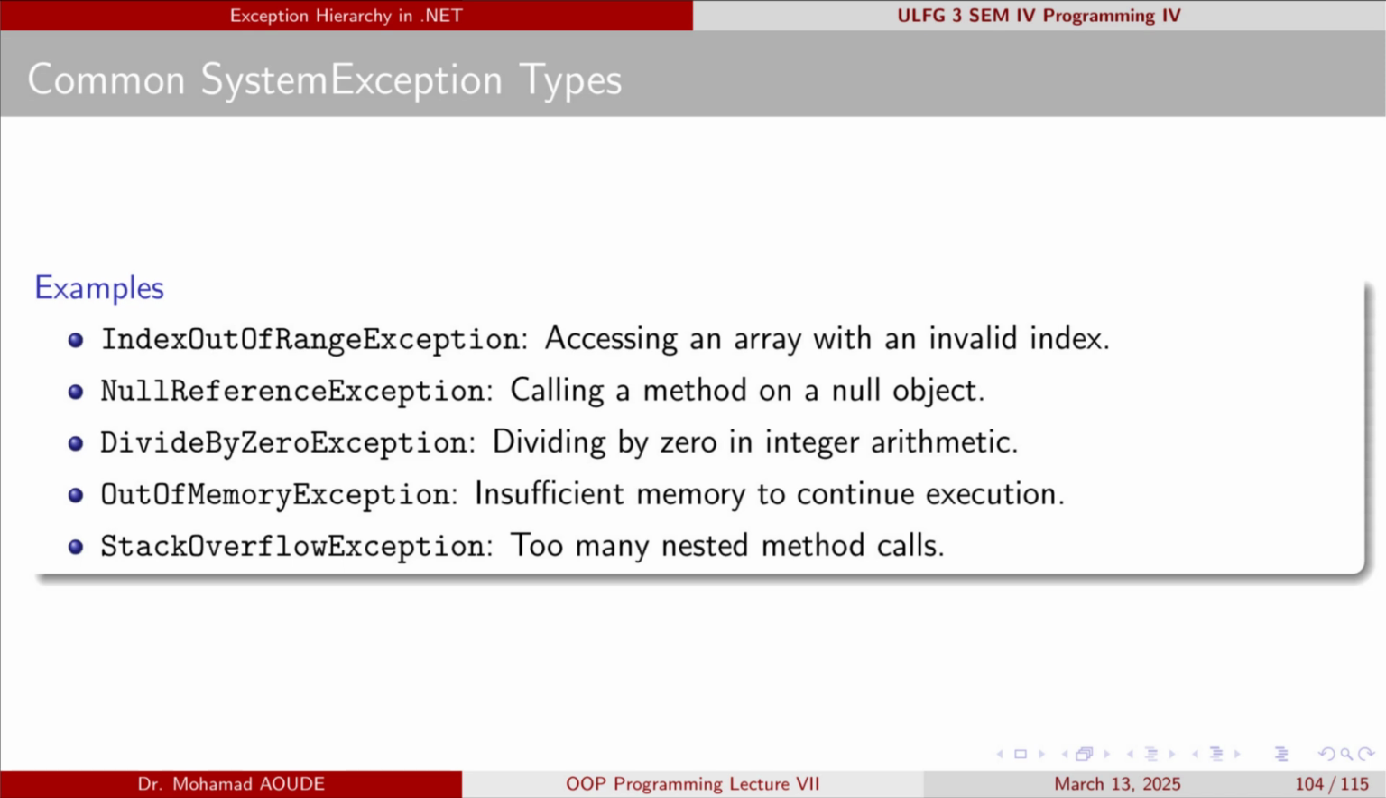Here are some of the most frequent runtime errors: IndexOutOfRangeException, trying to access an invalid array index; NullReferenceException, calling a method on a null object; DivideByZeroException, integer division by zero; OutOfMemoryException, the system runs out of memory; StackOverflowException, too much recursion. These are all thrown by the CLR when it detects unsafe or incorrect behavior.